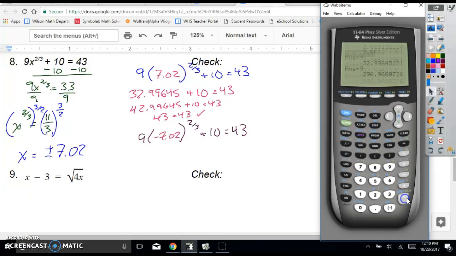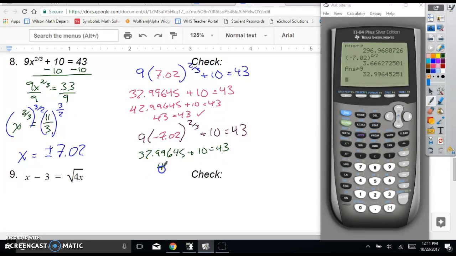Since I already have it here, I'm just going to copy it. I'm going to put a negative in here, so I can insert negative. So you see I still get a positive 3.66 like last time, times 9. All right, so I'm still looking at this value being 32.99645. That's plus 10 again. And of course, this is going to be 42.99645, which would round right to 43. So yeah, they're still equal. Both of these work.